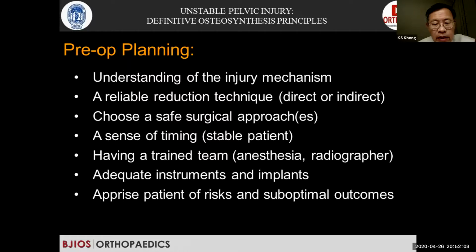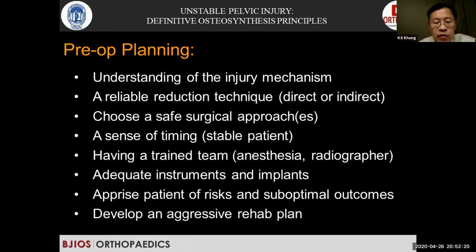Then before that, in your consent, don't always tell the patient that they will always have an optimal outcome. Make sure they are made aware of neuro and vascular injuries, wound problems, especially if you're dealing with soft tissue injuries as well.